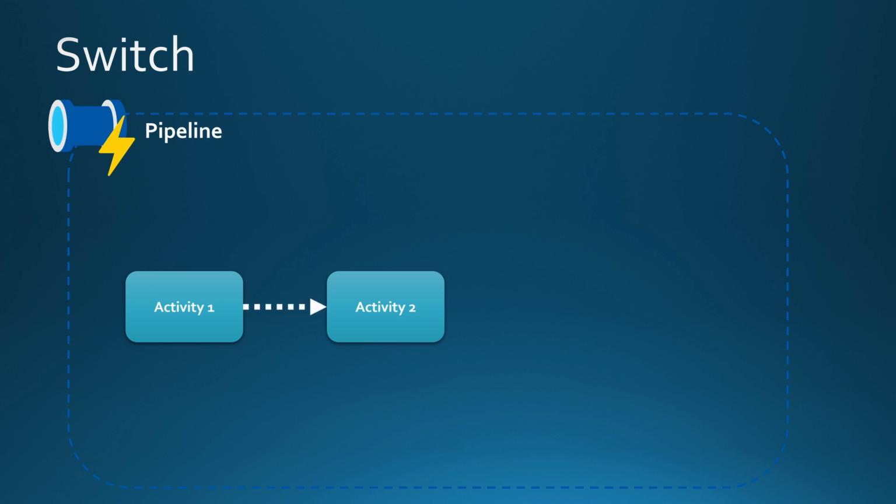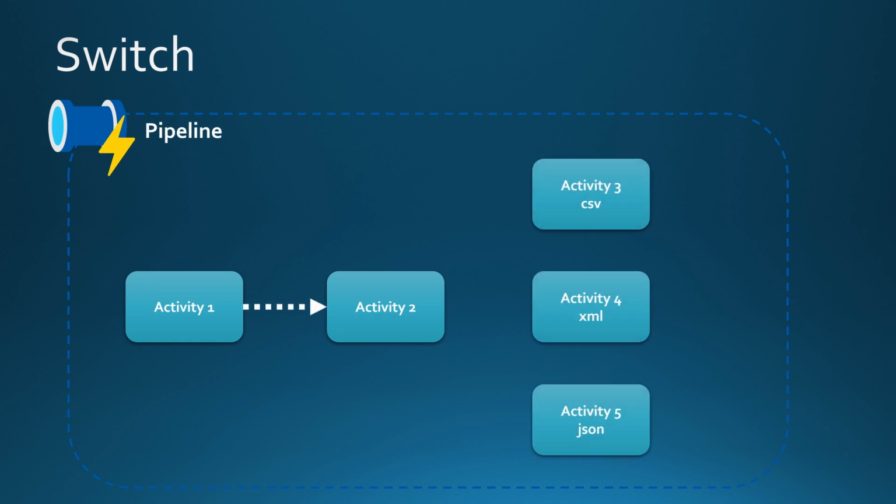After the second activity, we have activity 3 that we would like to run when we have CSV files coming in. Then we have activity 4 that we would like to run when we have XML files coming in. And then we have activity 5 and we would like to run this activity when we have JSON files coming in. So we wouldn't want to run these activities at the same time. Instead, we would like to run them based on the file type that we have currently coming in the data pipeline.